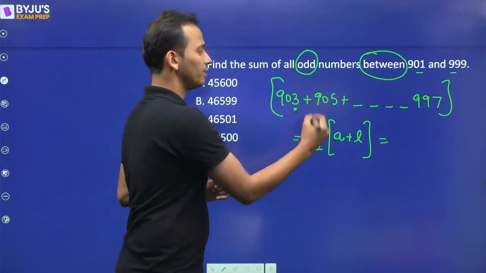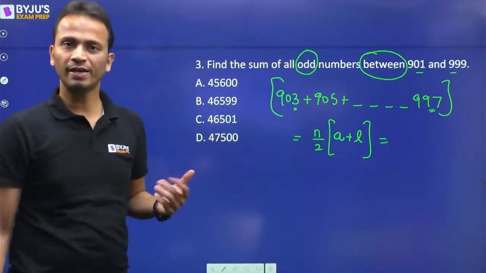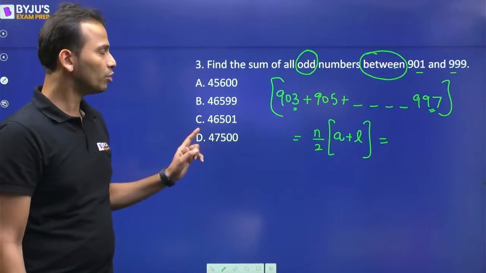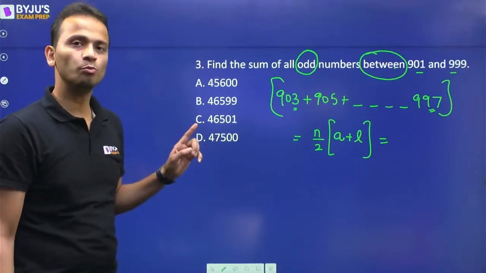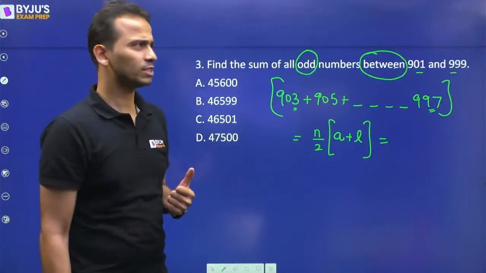The first term is 903 and the last term is 997. So you can find out the number of terms. The number of terms here will come out to be 48. Okay, now how can we find this out quickly?